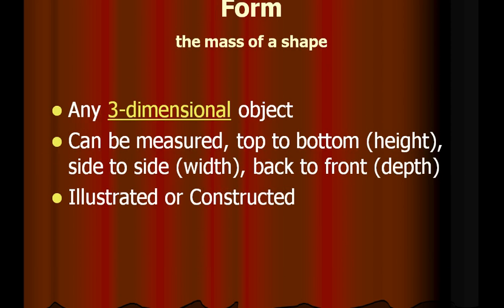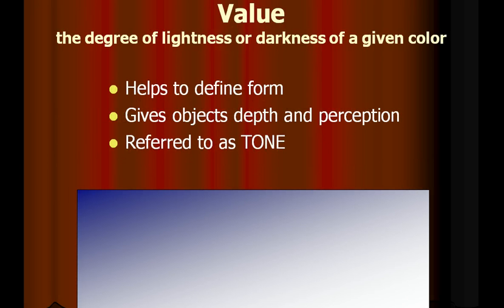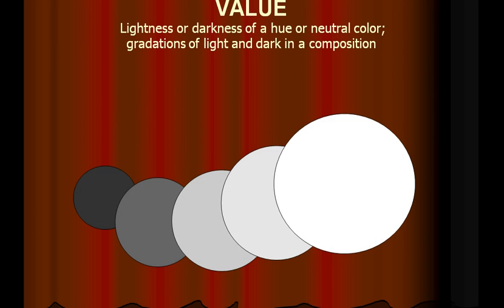Form is the mass of a shape. Any 3-dimensional object can be measured top to bottom, side to side, or back to front, and it can be illustrated or constructed. Value refers to the degree of lightness or darkness of a given color, and it helps define form and gives objects depth and perception. It's referred to as tone. Value is the lightness or darkness of a hue or neutral color, gradations of light and dark in a composition.